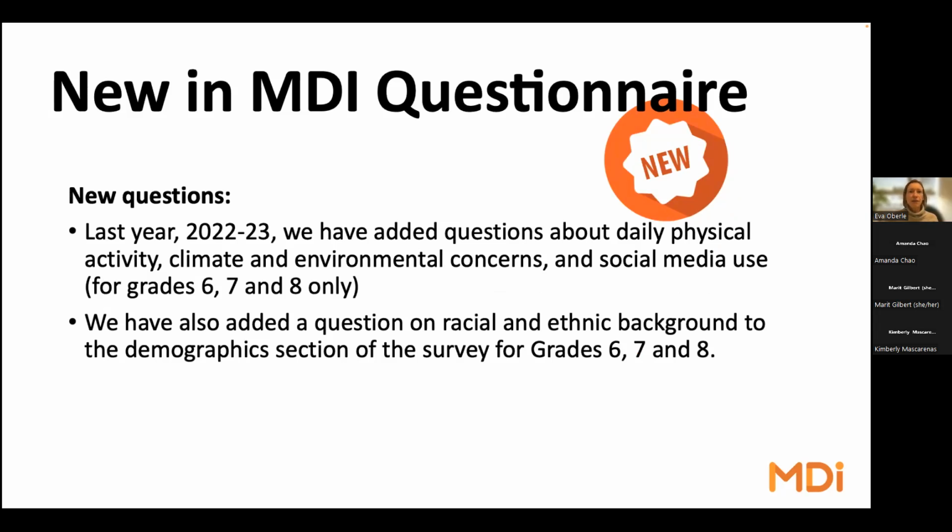A few new questions we've added to the questionnaire: one of them is on daily physical activity. This is in alignment with the activity guidelines and recommendations, where we would like to understand how many kids meet the daily recommendation of being physically active for at least 1 hour a day. We've also added some questions on climate and environmental concerns and social media usage. That's for grades 6, 7, and 8 only. The reason for adding these items is to help us understand the experiences that are quite dominant in young children's and youth's lives in today's society. We also added a question asking children how they would describe their racial and ethnic background in the demographic section of the survey.